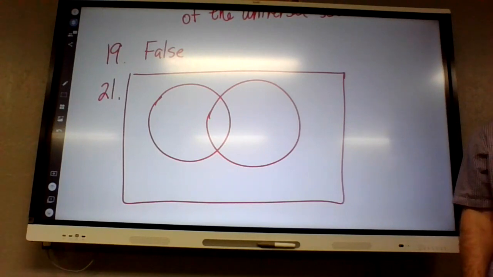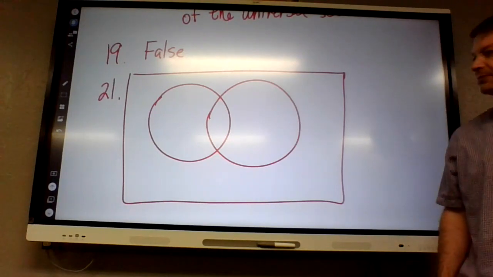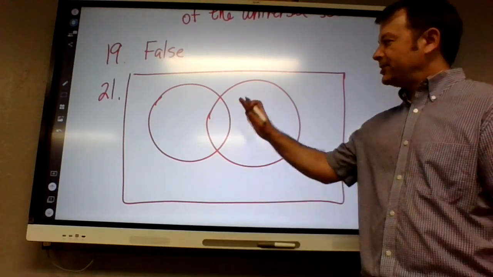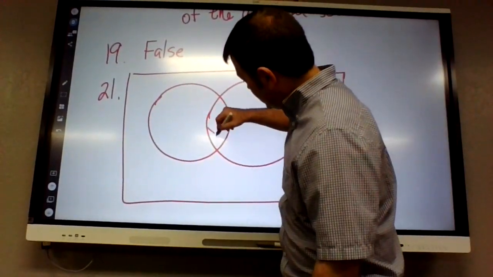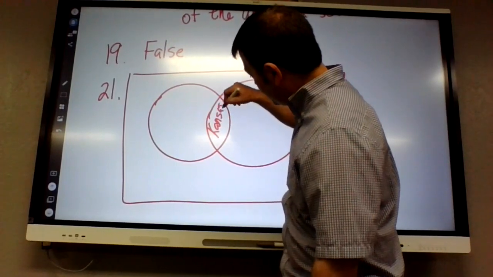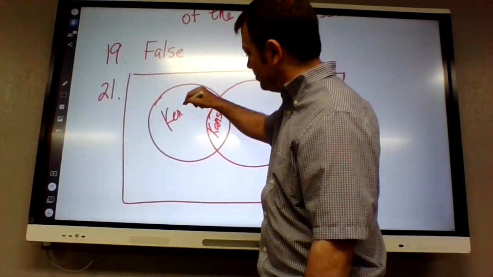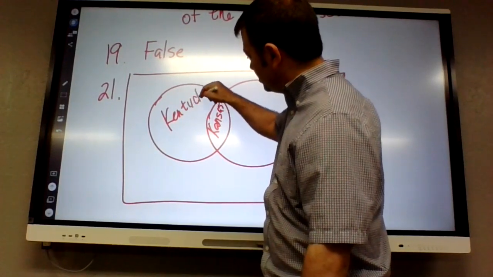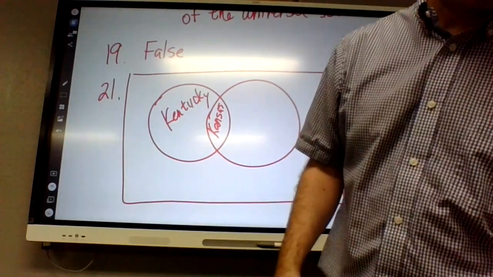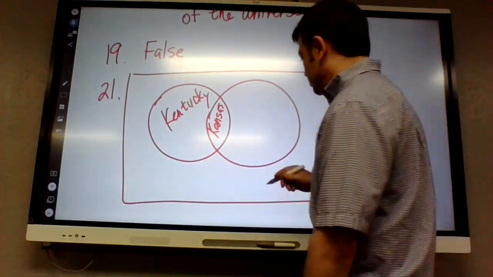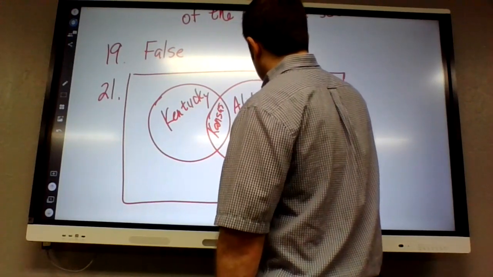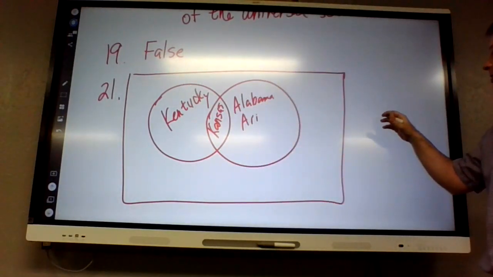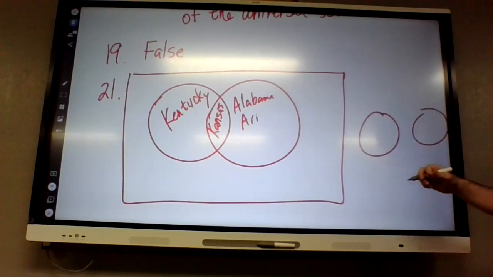This is just Venn diagram stuff. Okay, so guess what I'm going to have to put here? You're going to put Kansas on the inside, right? Kansas is the only overlapping one. So I'm going to put Kentucky over here, and Alabama, Arizona, Arkansas over here. If they don't have anything in common, what would it look like? Just two circles, just like that.